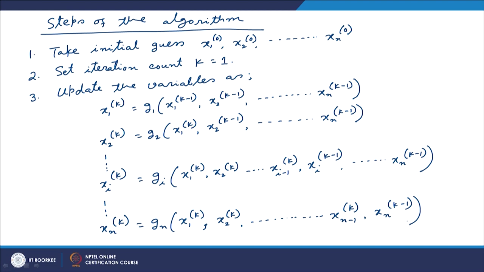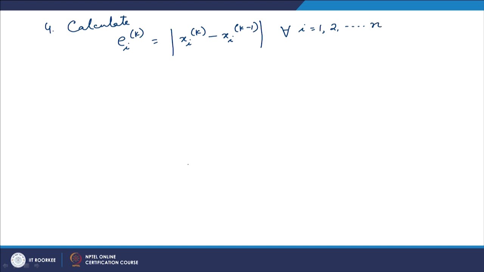After we do this updation, we then calculate Eik, corresponding to the kth iteration, as the absolute value of xik minus xik minus 1. That is the absolute value of the difference between the present value of the ith variable and the value of the ith variable corresponding to the last iteration, for all i equal to 1 to n. So we do this calculation for all n variables.